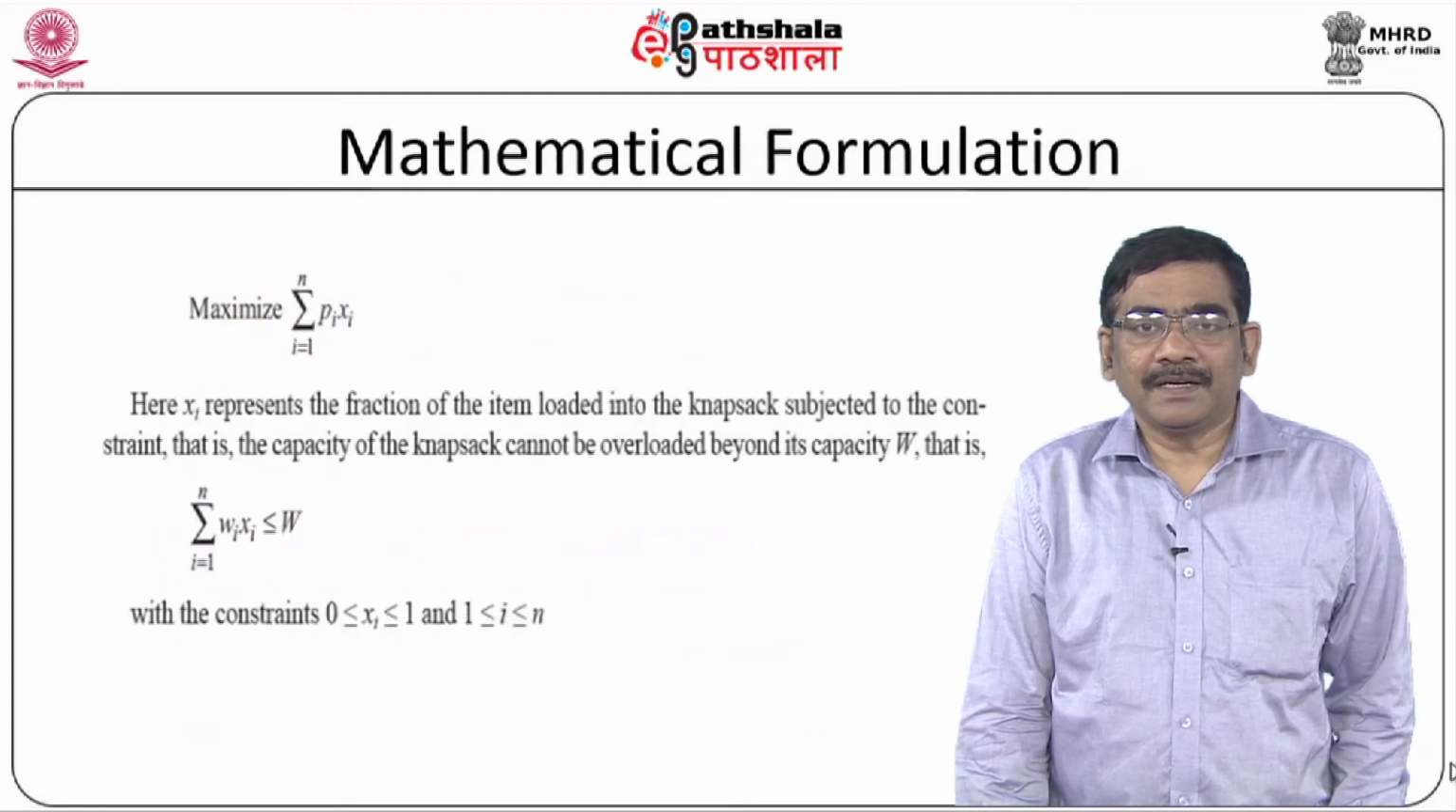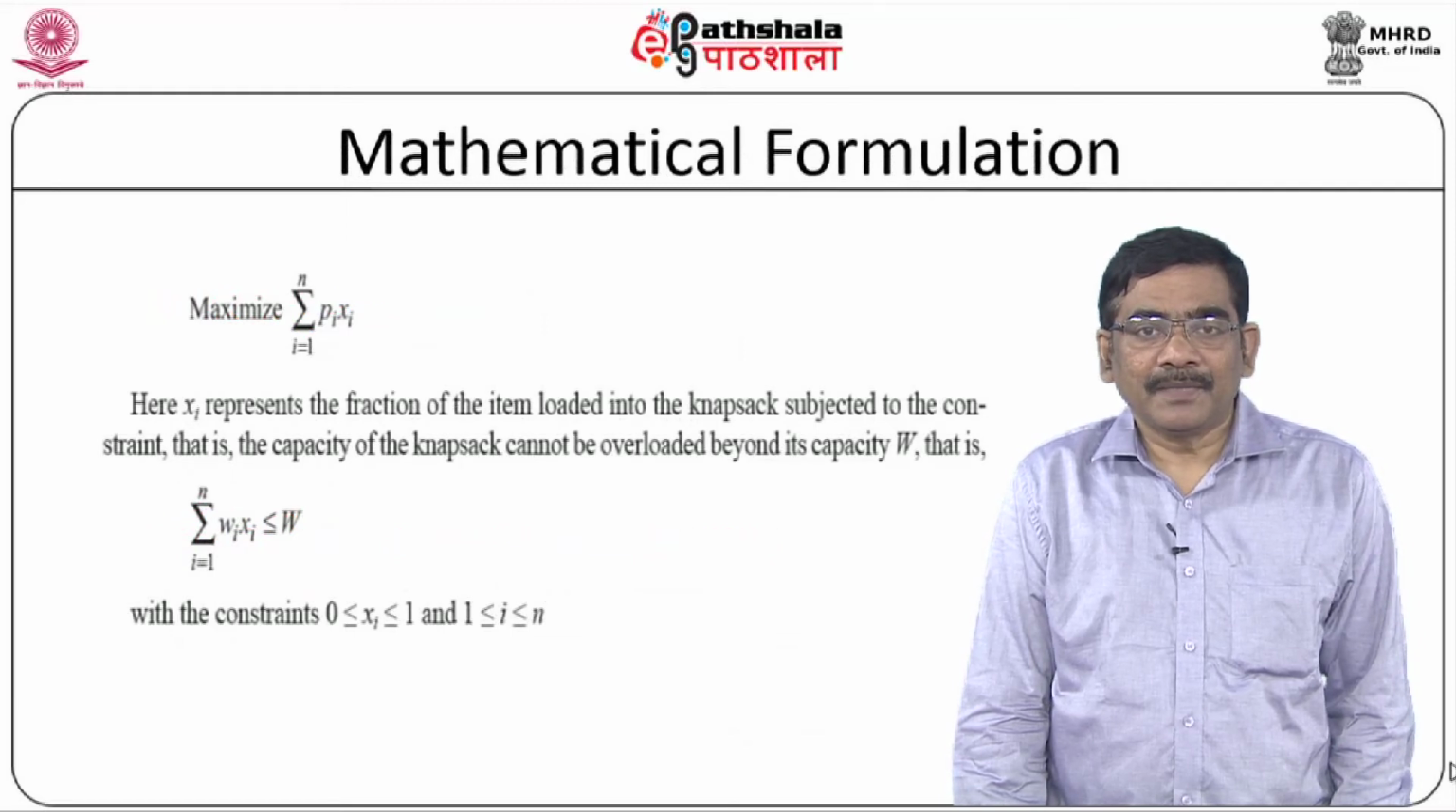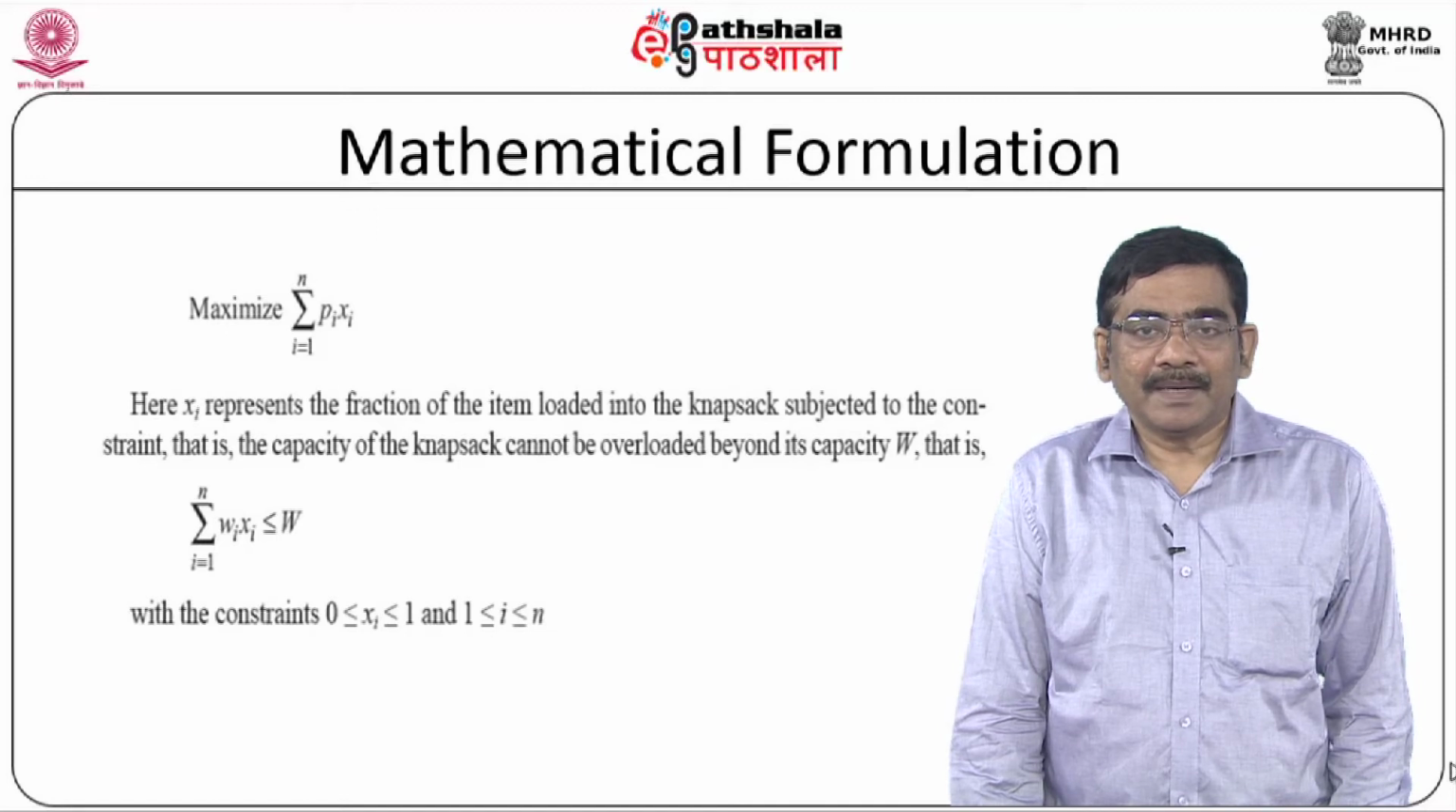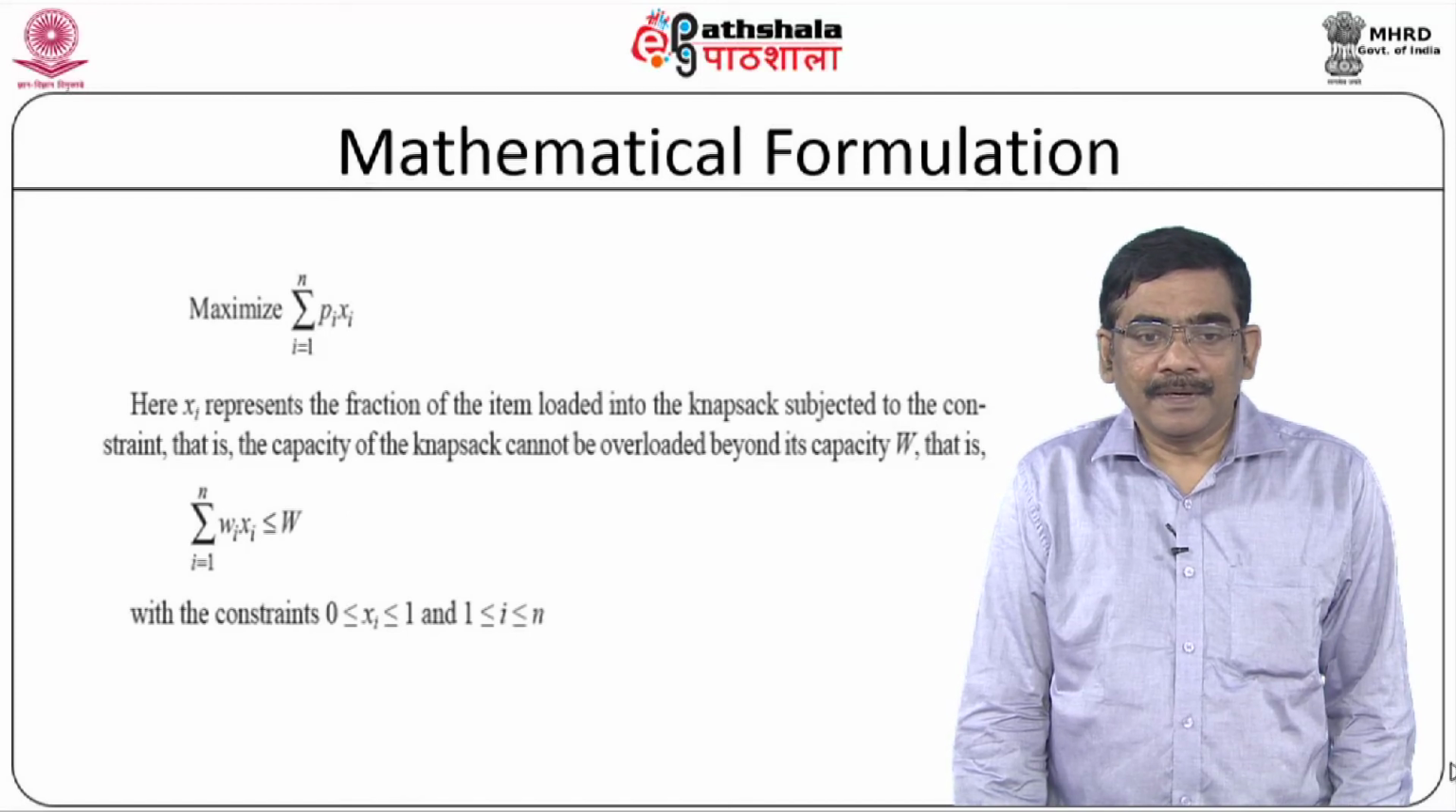Fine, we will take the fractional knapsack problem and let us try to give a mathematical formulation. The mathematical formulation is like this. xi represents the fraction of the item that is loaded into the knapsack, and the corresponding profit is going to be Pi, and every item has a weight Wi.